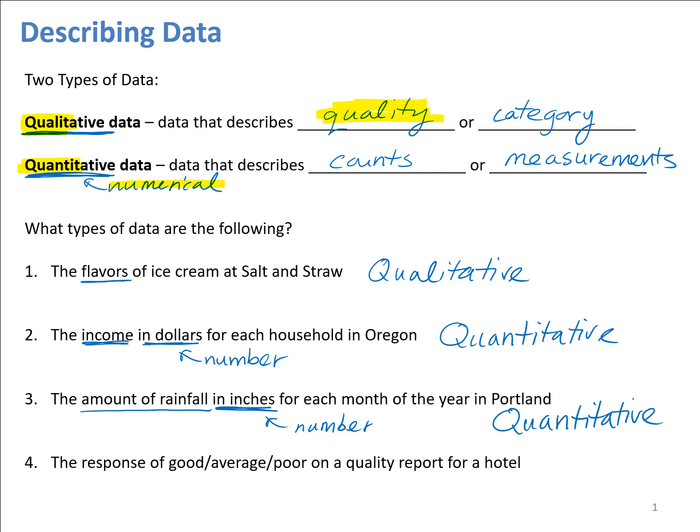And then finally, the last example, the response of good, average, or poor on a quality report for a hotel. Good, average, poor is a category, not necessarily a number. So this would refer to qualitative data.